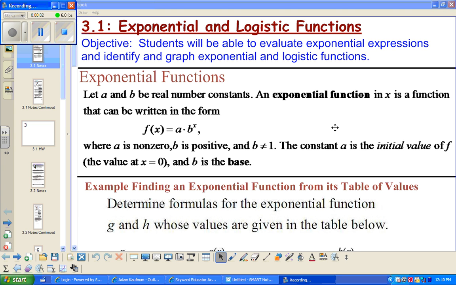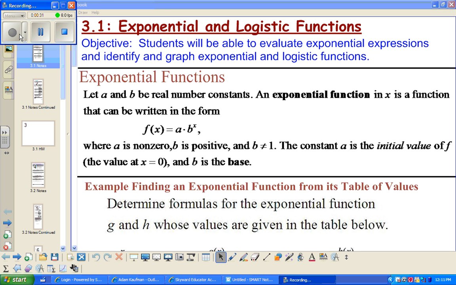So here's a quick overview or lesson on 3.1 Precalculus. We're going to talk about exponential and logistic functions. By the time this lesson is done, you should be able to evaluate exponential expressions and identify and graph exponential and logistic functions. You should pause this video and write down our definition of an exponential function.